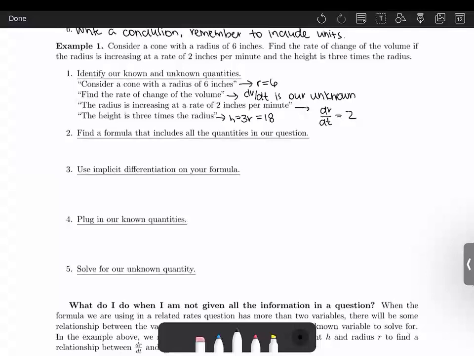Okay, so these are the variables that we can pull out from the words in the question. So next, we are to find a formula that includes all of the quantities in our question. This question has already kind of told us what our formula is going to be, because we're looking at a cone and we're specifically trying to find the rate of change of the volume. So that tells us we're going to use the volume of a cone formula.